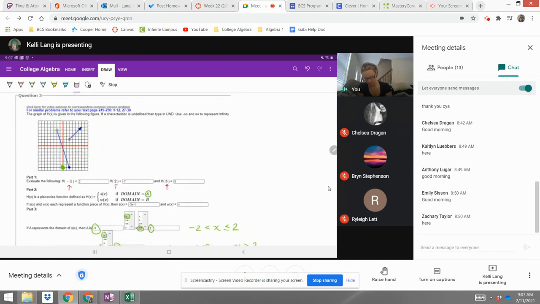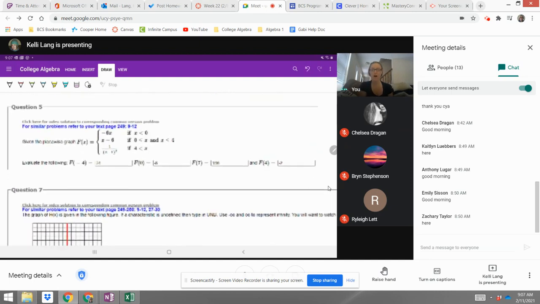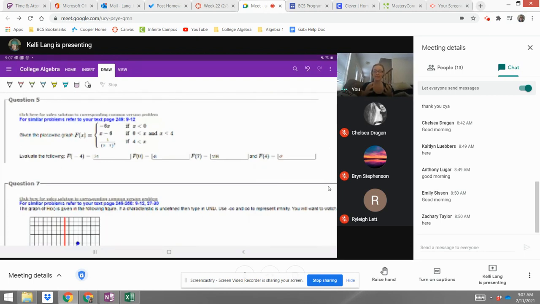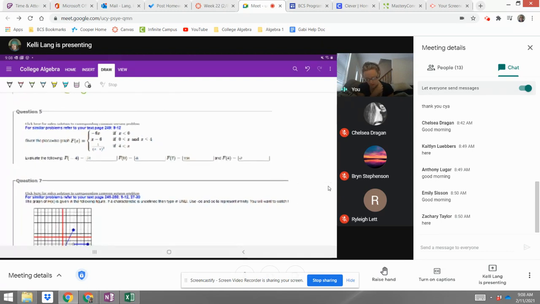All right, so let's move on to the next question. The next question from the common version that was about piecewise functions was question 5. If you can find questions similar to this on your personal version, feel free to work on it. Now, this looks quite blurry on my screen, so I'm going to rewrite some of these problems. Hold on one second.